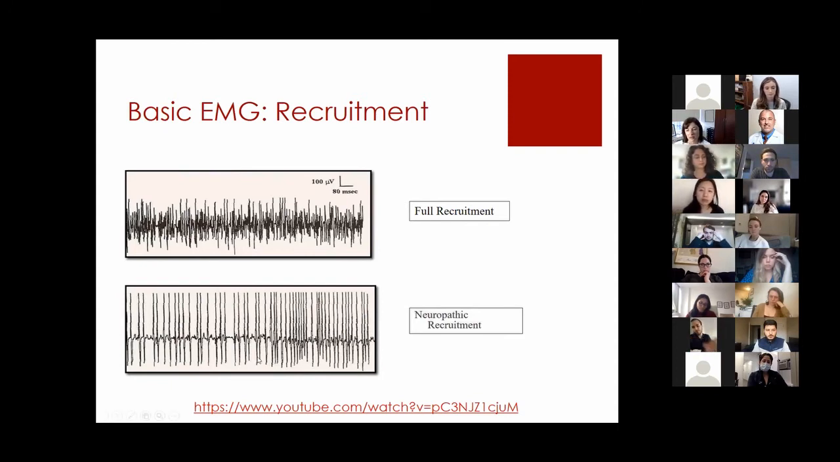And so here we see what we call neuropathic recruitment, where you have faster and faster firing frequencies, but you never can generate that full interference pattern. And that's what we would call neuropathic recruitment. And it takes time to generate this because it only occurs after there's been some reinnervation.